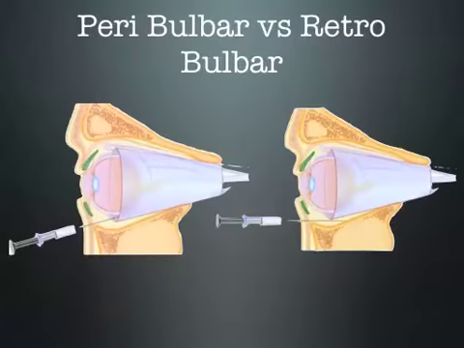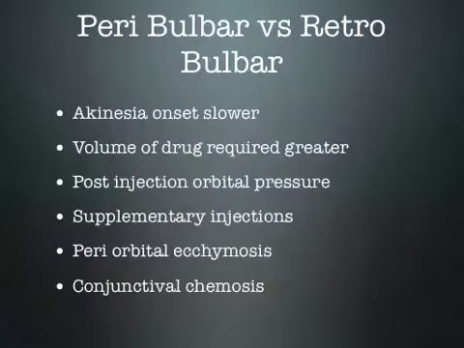Well, this is a comparison of the difference between the two blocks. You can see a cone being drawn, and you can see that the peribulbar block is the anesthetic injected around the cone, but in a retrobulbar block, it is injected into the cone. Right. So what are the differences between the two? Peribulbar is safer. We are staying away from the globe.